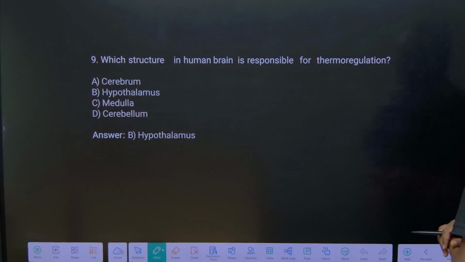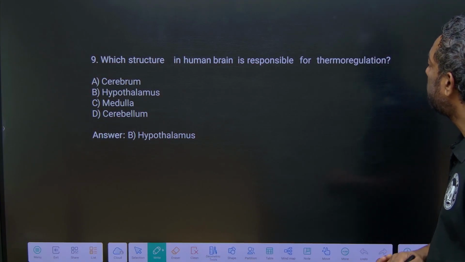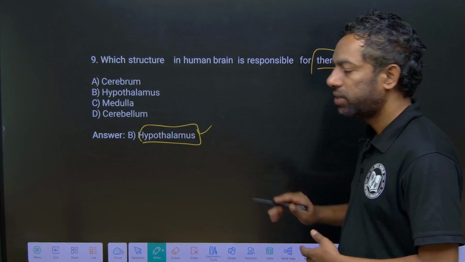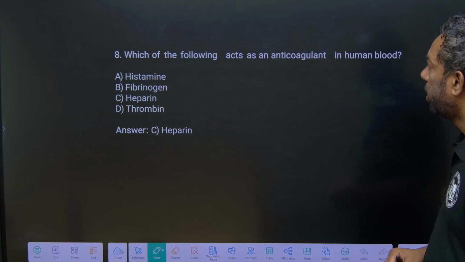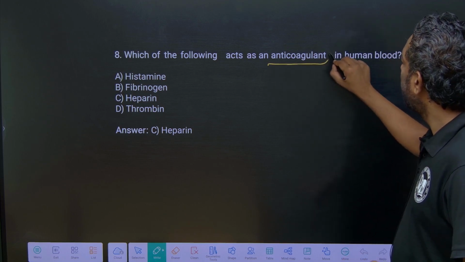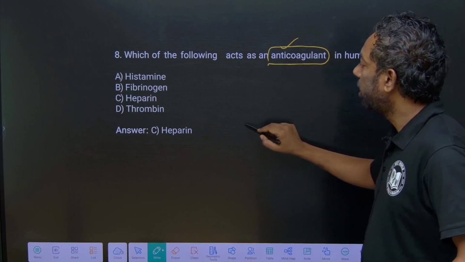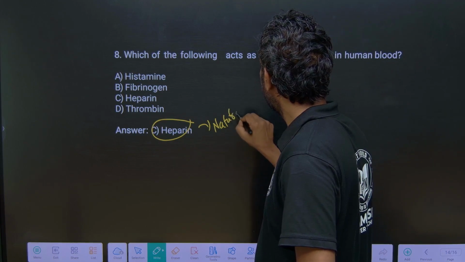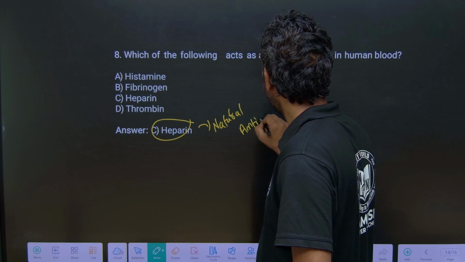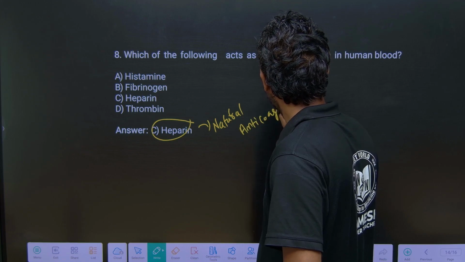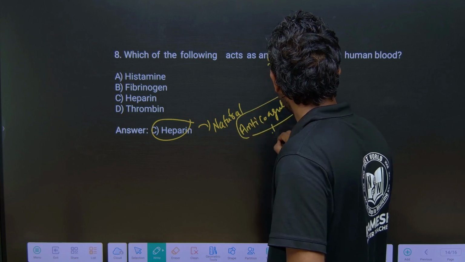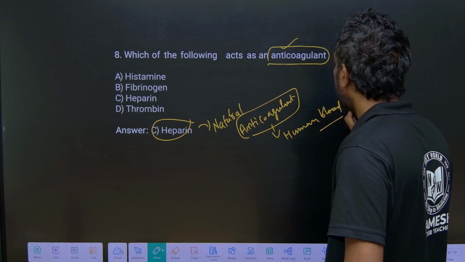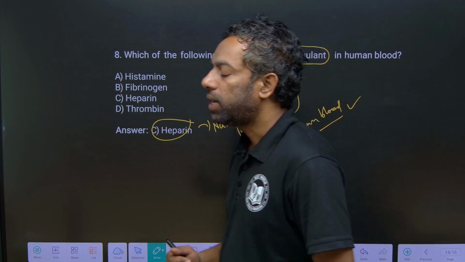Next question. Which structure in the human brain is responsible for thermoregulation? Of course, the hypothalamus, we discussed. Hypothalamus. Anticoagulant. Heparin is the natural anticoagulant in the human blood.